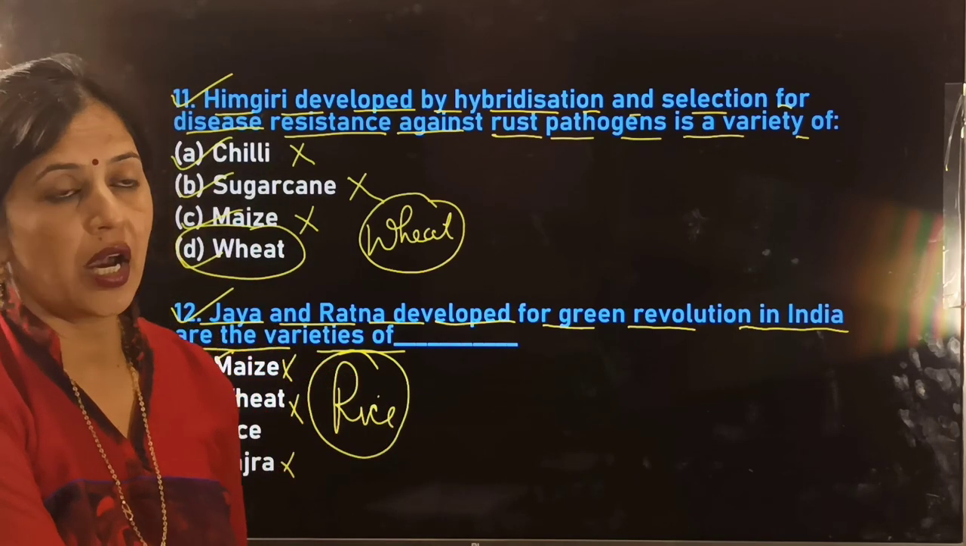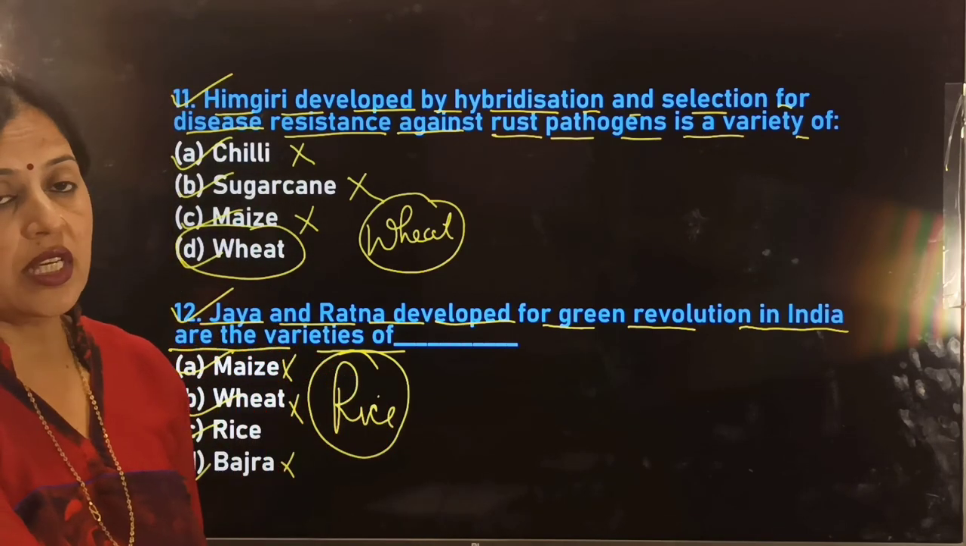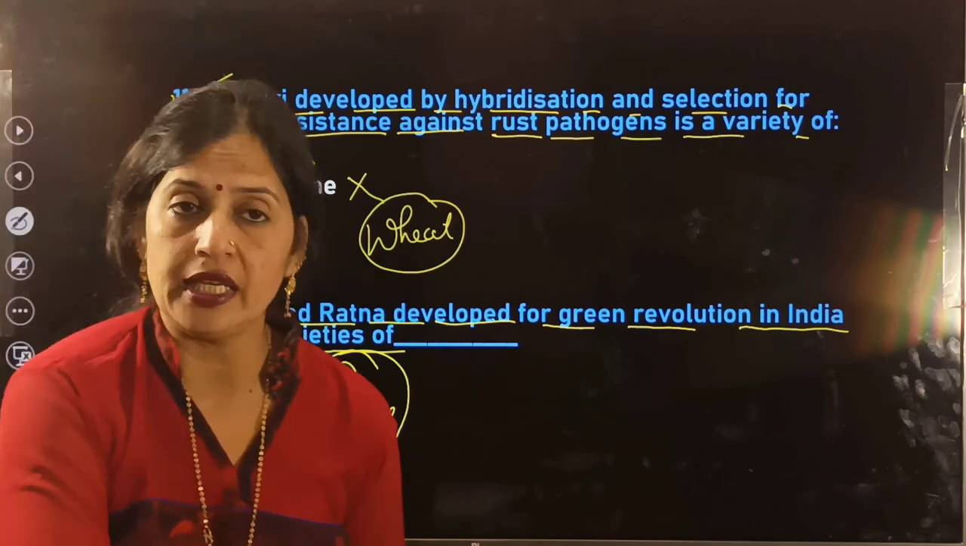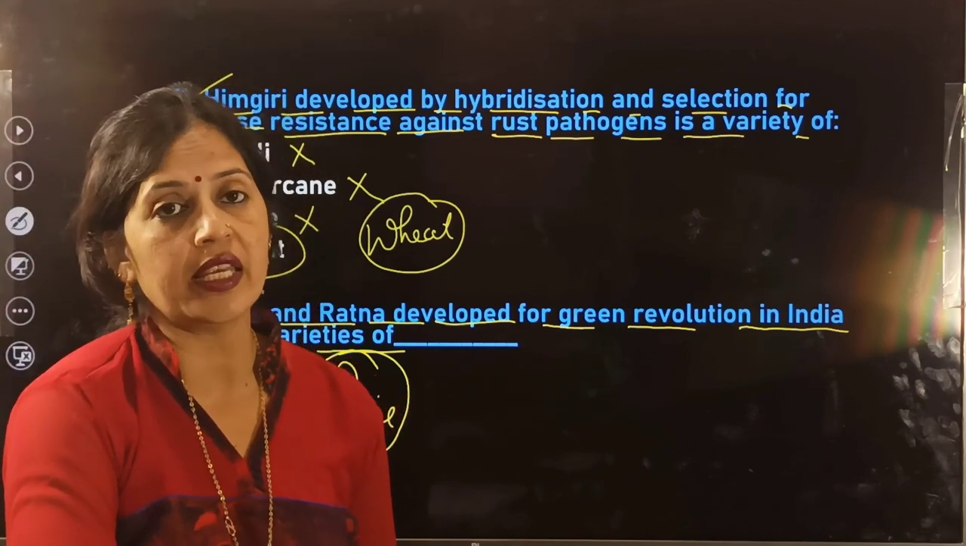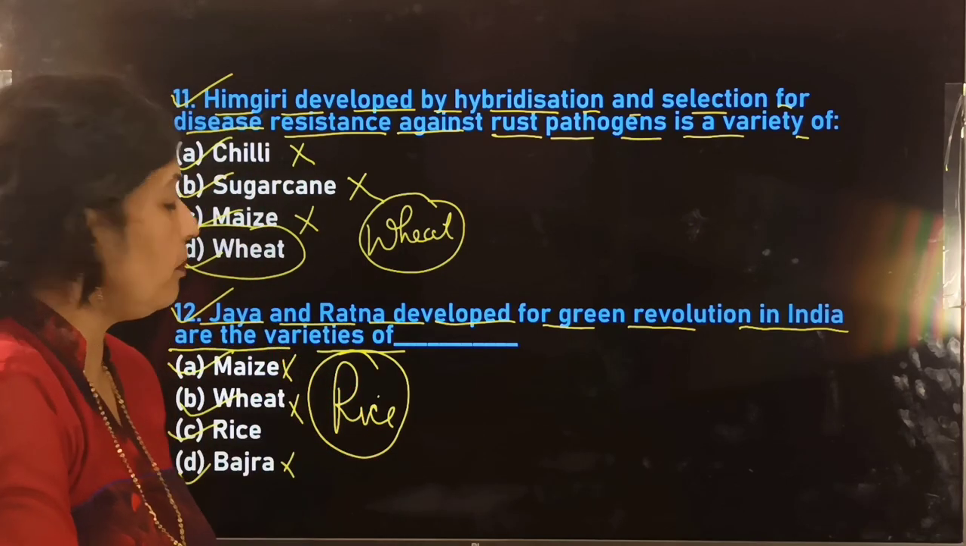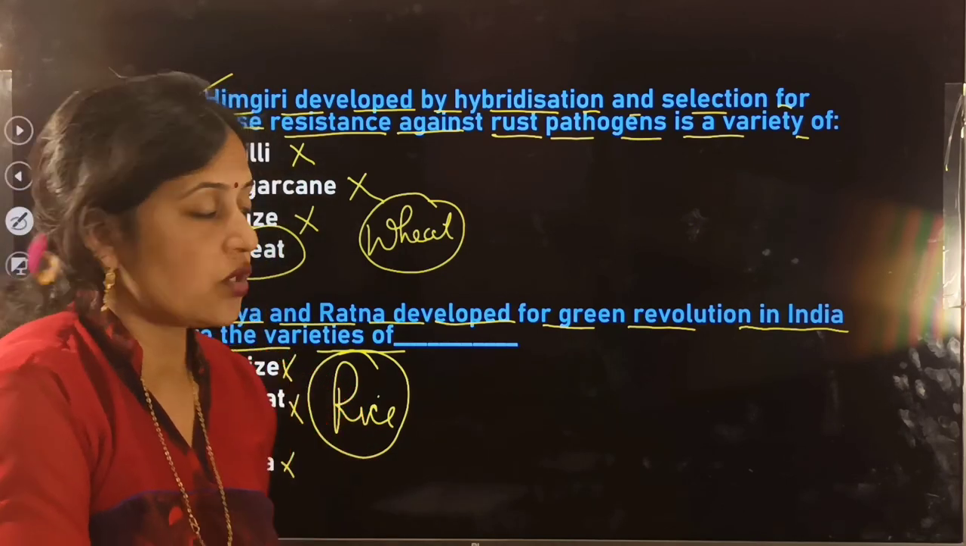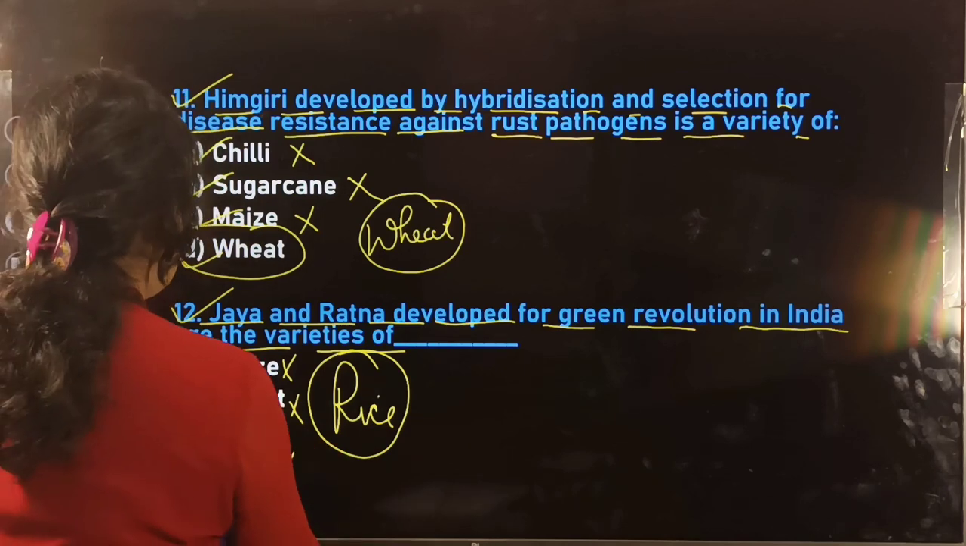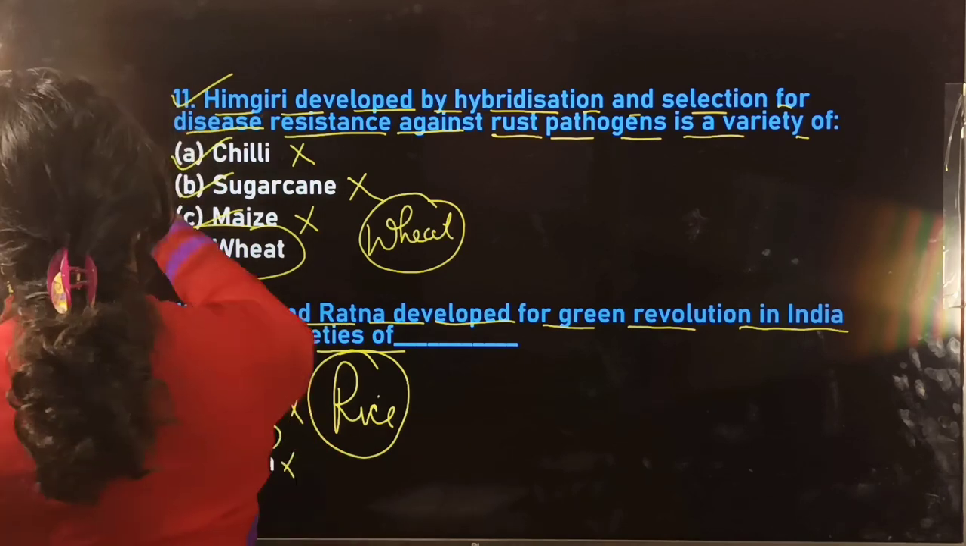Jaya and Ratna are especially developed for the green revolution in India, and these are the varieties of especially rice, not wheat, not maize, and even not bajra. So here option C is the right answer for the question number 12.